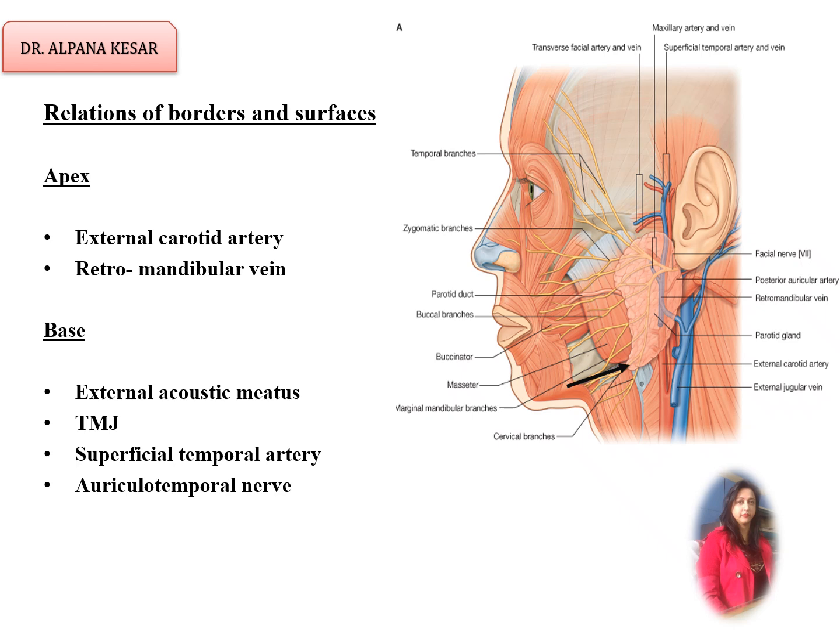Relations of borders and surfaces. This is the apex to which is related the external carotid artery and retromandibular vein. This is the base to which is related the external acoustic meatus, temporomandibular joint, superficial temporal artery, and auriculotemporal nerve.